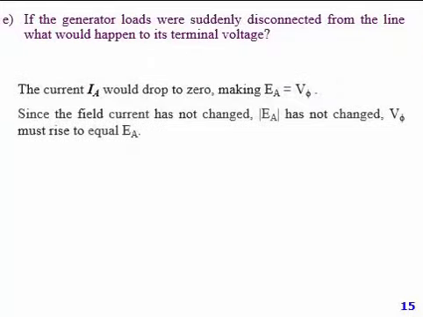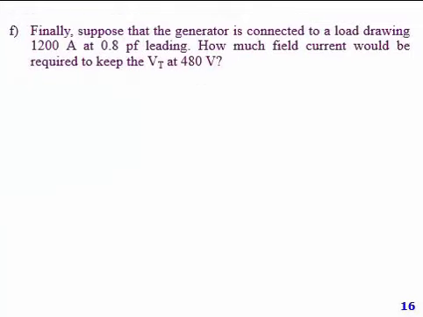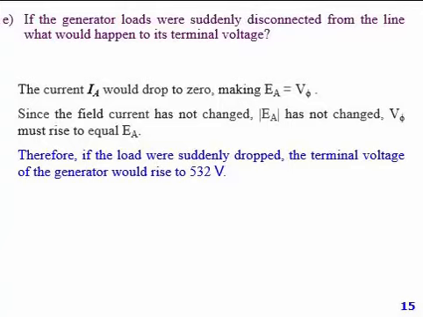In part E, we see that if the generator loads were suddenly disconnected from the line, what would happen to its terminal voltage? As the generator loads were disconnected, the current would drop to 0, making EA equal to V phi, which means if there is no current or no load, then the internal voltage would become equal to the terminal voltage.